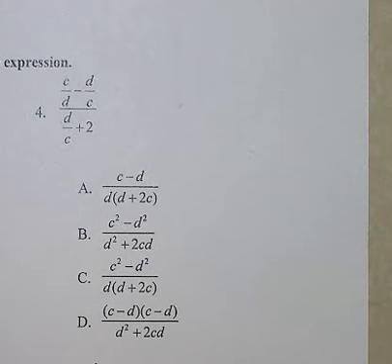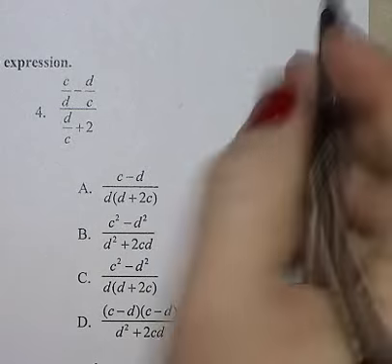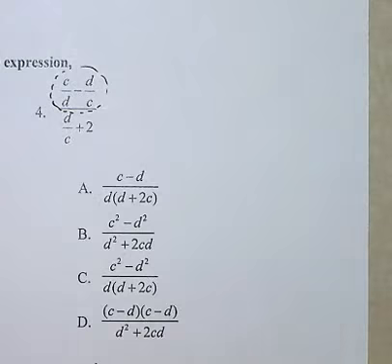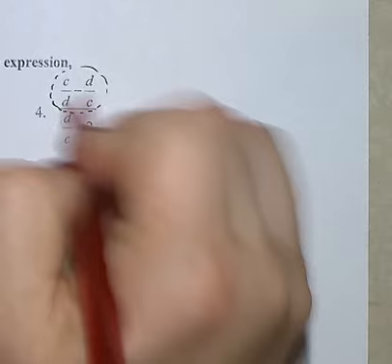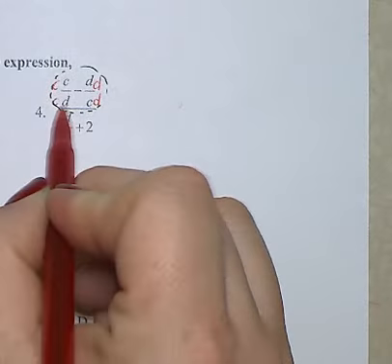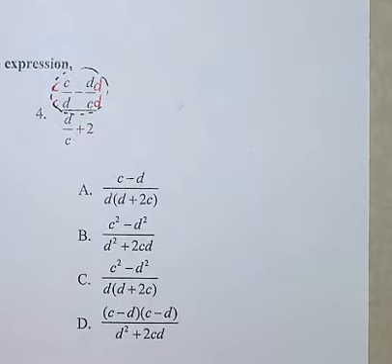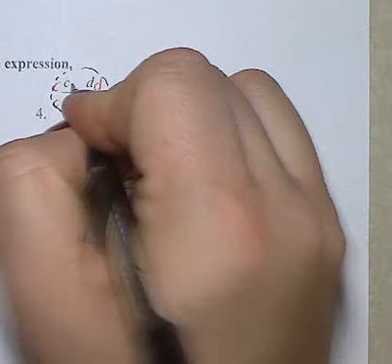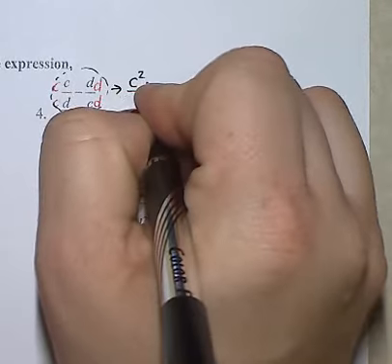So again, we are going to simplify, and I'm going to start with just the top. First, I need to find a common denominator. So a common denominator, this is missing a C, and this is missing a D. So now they both have a C and D. I can push the tops together. So I have CD on the bottom, and on top I have C squared minus D squared.